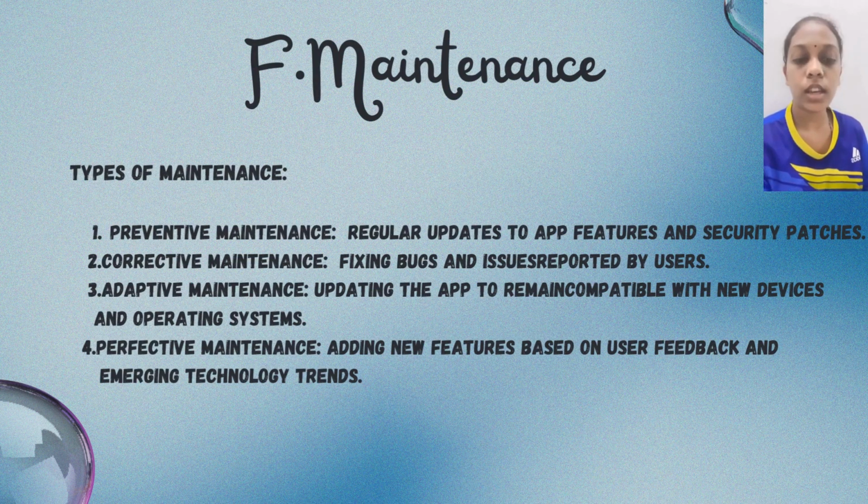And F is maintenance. Types of maintenance are preventive maintenance, corrective maintenance, adaptive maintenance, and perfective maintenance.